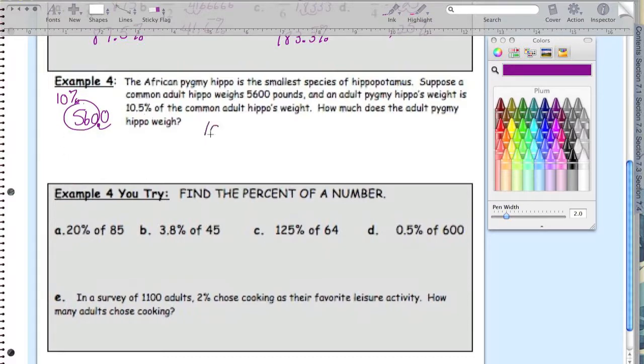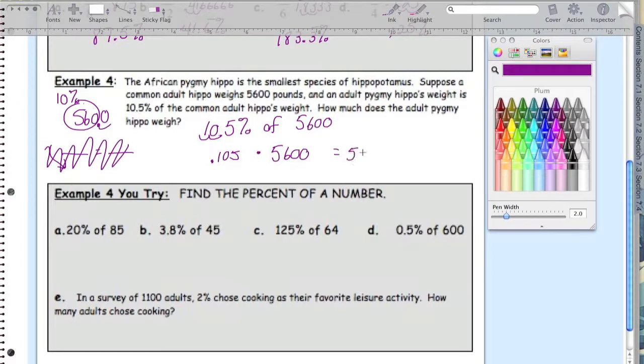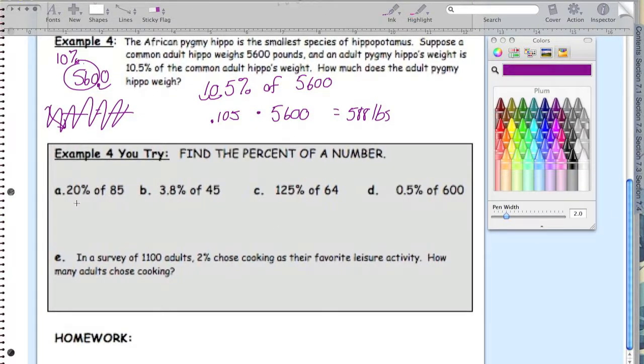We want 10.5%, so 10.5% of 5,600. 10.5% is the decimal, 0.105 of, can mean to multiply, or if we're making a proportion, we said it implies something goes in the denominator, whatever comes after it. We are doing the proportion method, so we're going to rely on of to mean multiply. 0.105 times 5,600, my answer is 588 pounds. Pretty close to what we said before, so we know we're in the right ballpark and our answer is correct. Example 4, you try.